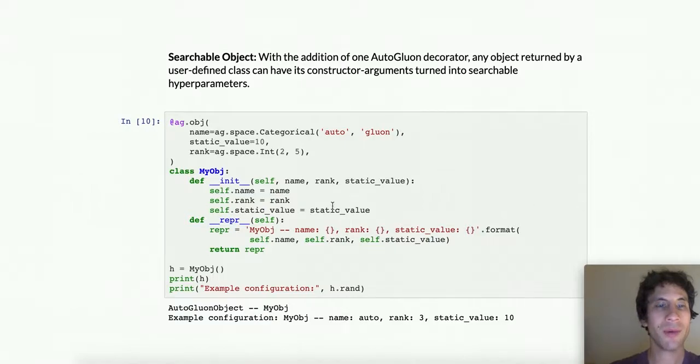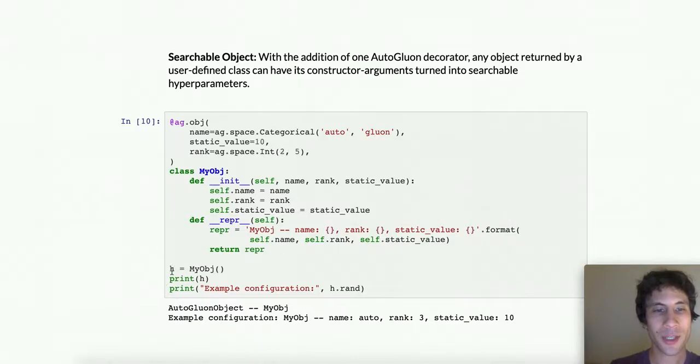In this example, consider the myObject class here. That would be your existing code that takes in, say, some constructor arguments: name, rank, static value. All we have to do to make it searchable is declare it as an AutoGluon object with this decorator. Inside the decorator, we can also specify a default search space should we choose to, shown here.